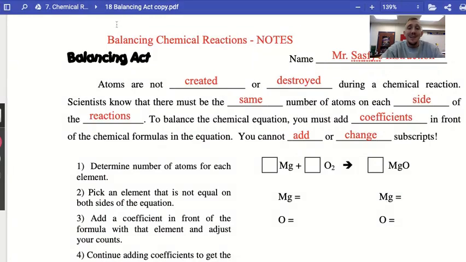The title is Balancing Chemical Reaction Notes. Okay, so we're going to go over the first page of this, and then on the back is going to be your homework. The worksheet that you should see is called the Balancing Act.